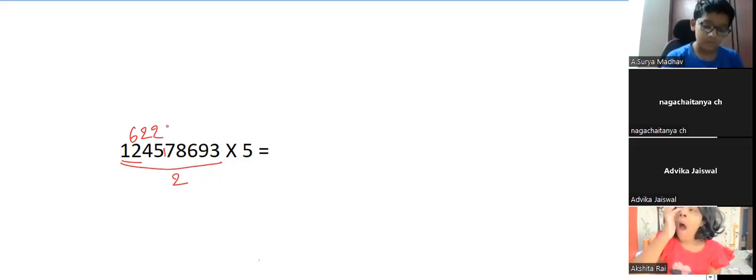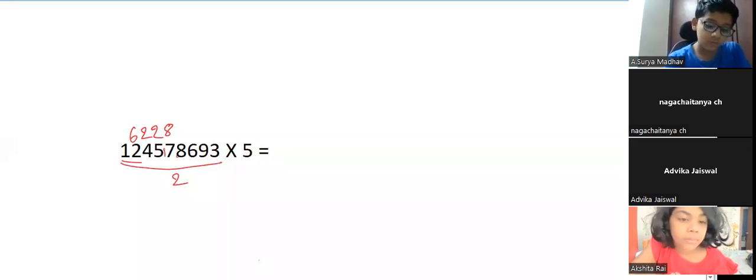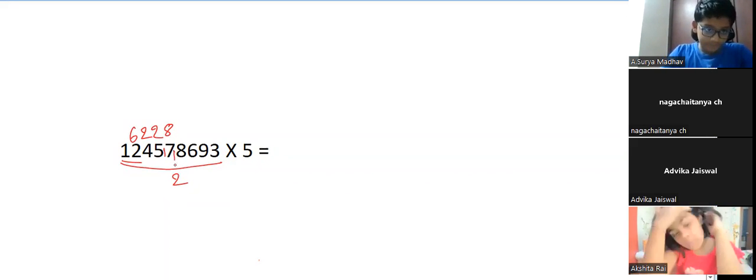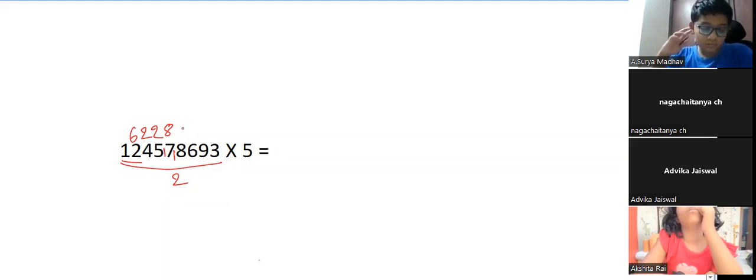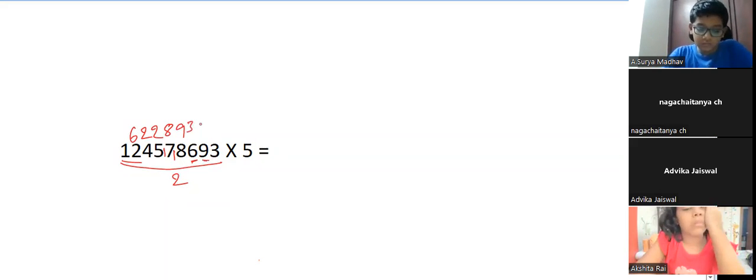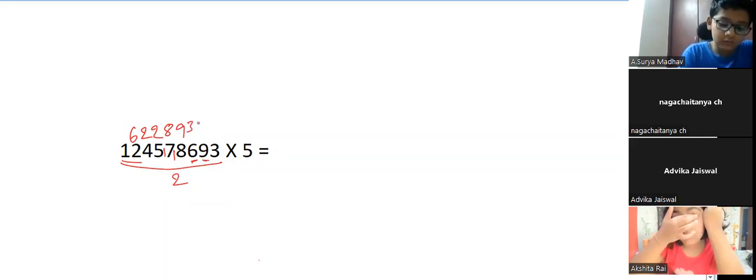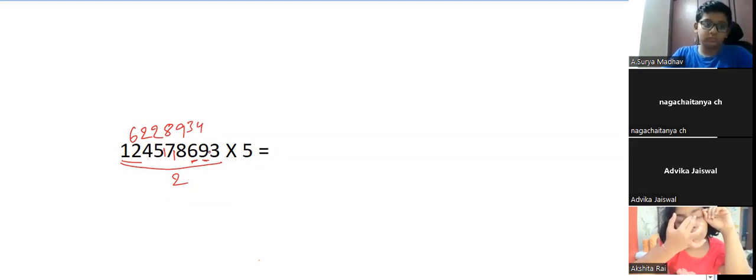It goes in 8 times. 8 times with a remainder or no remainder? Remainder 1. Then the next digit becomes 18. In that 18, 2 goes 9 times. In 6, 3. In 9, it goes 4 times, with remainder 1, so it becomes 13.